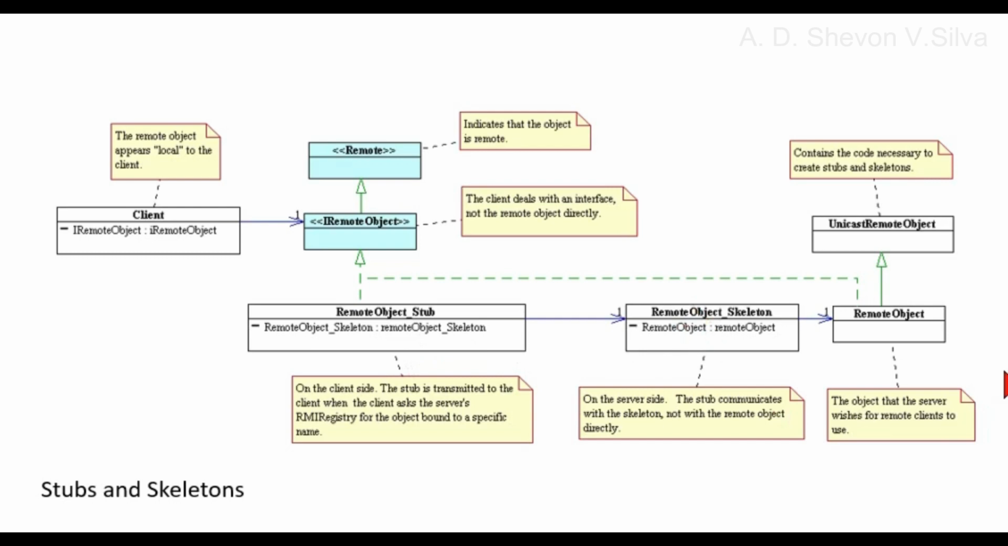Stubs and skeletons are adapters that first adapt the client to the internet and then the internet to the server object.